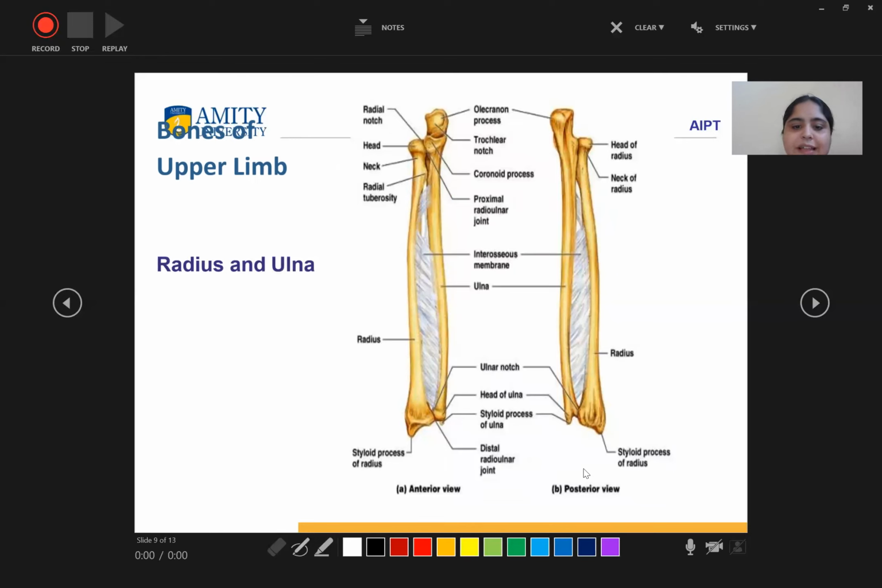Next comes the radius and the ulna. In the anterior view, we can see radial notch, olecranon process, trochlear notch, head, neck, radial tuberosity, coronoid process, proximal radioulnar joint, interosseous membrane, radius, ulnar notch, head of ulna, styloid process of ulna, distal radioulnar joint, and styloid process of radius. In the posterior aspect, we can see the olecranon process, head of radius, neck of radius, interosseous membrane, ulna, radius, styloid process of radius.